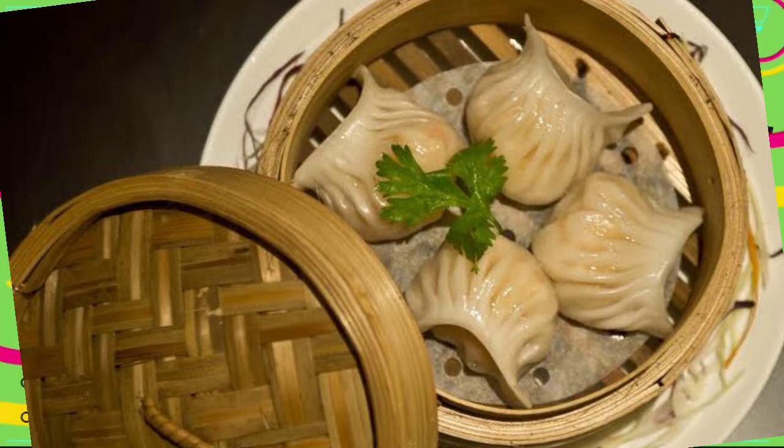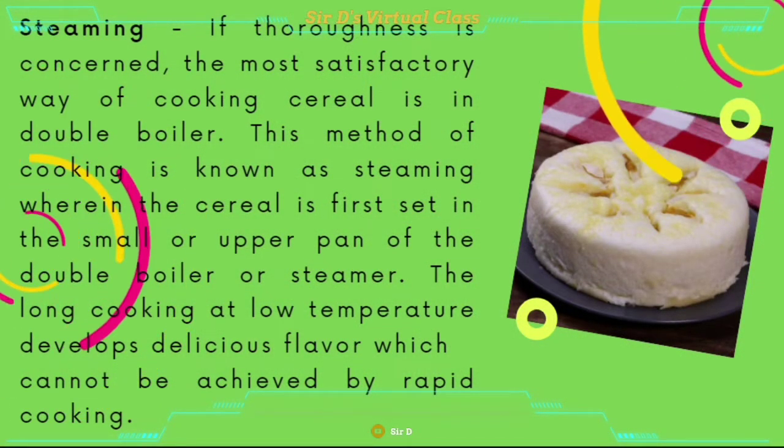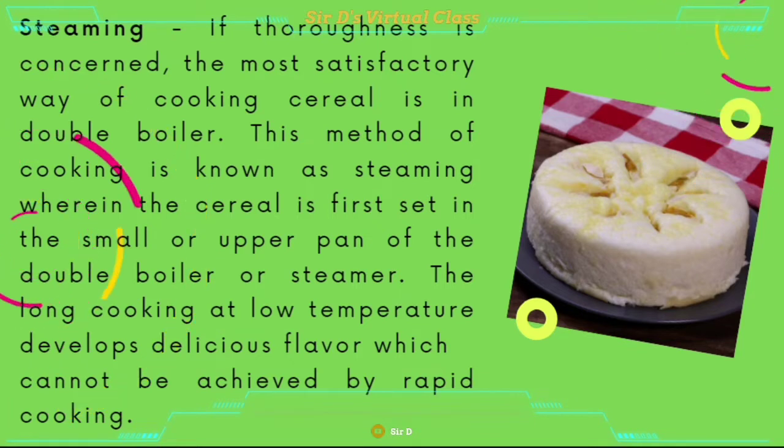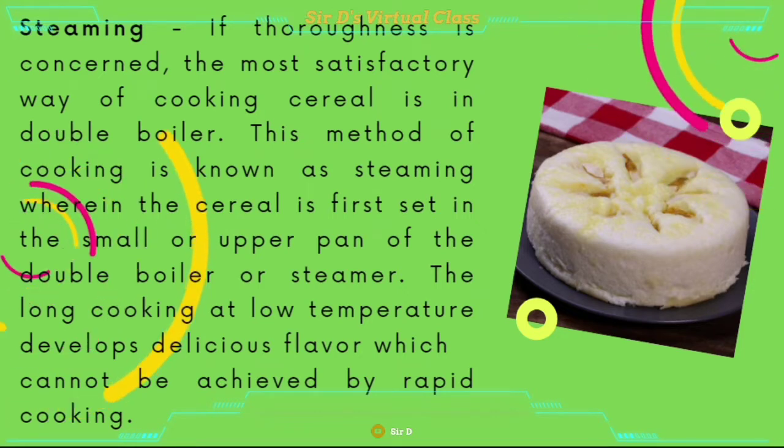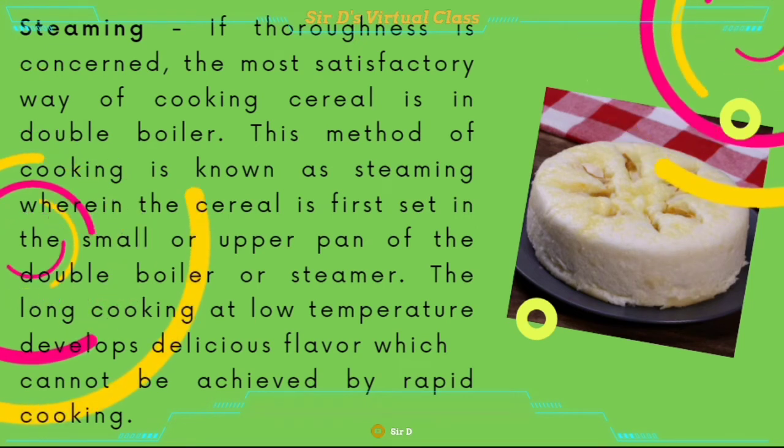Steaming. If thoroughness is a concern, the most satisfactory way of cooking cereal is in a double boiler. This method of cooking is known as steaming, wherein the cereal is first set in the small or upper pan of the double boiler or steamer. The long cooking at low temperature develops delicious flavor which cannot be achieved by rapid cooking.